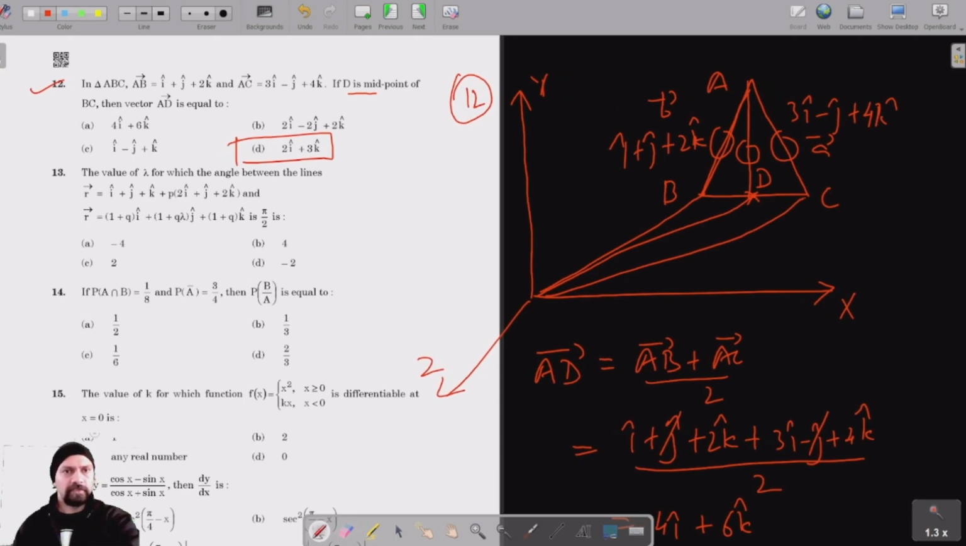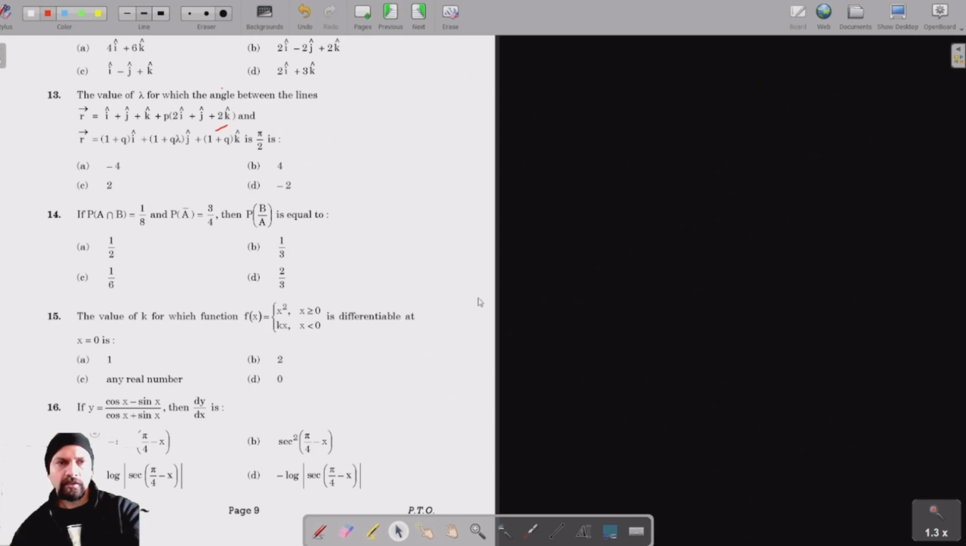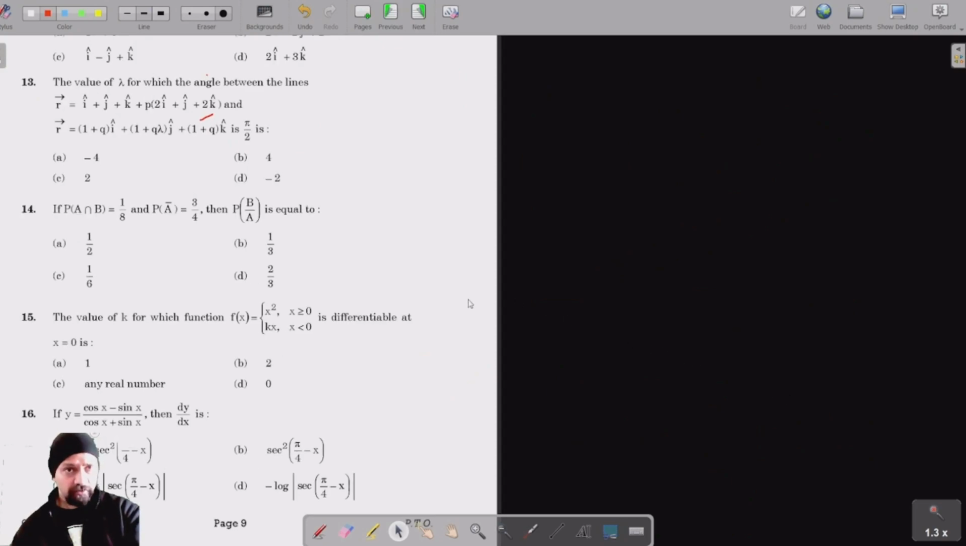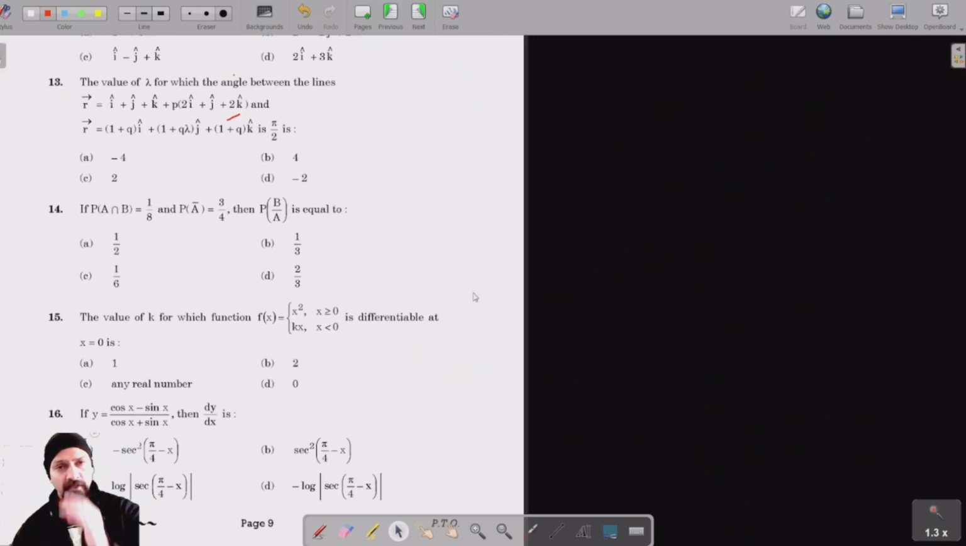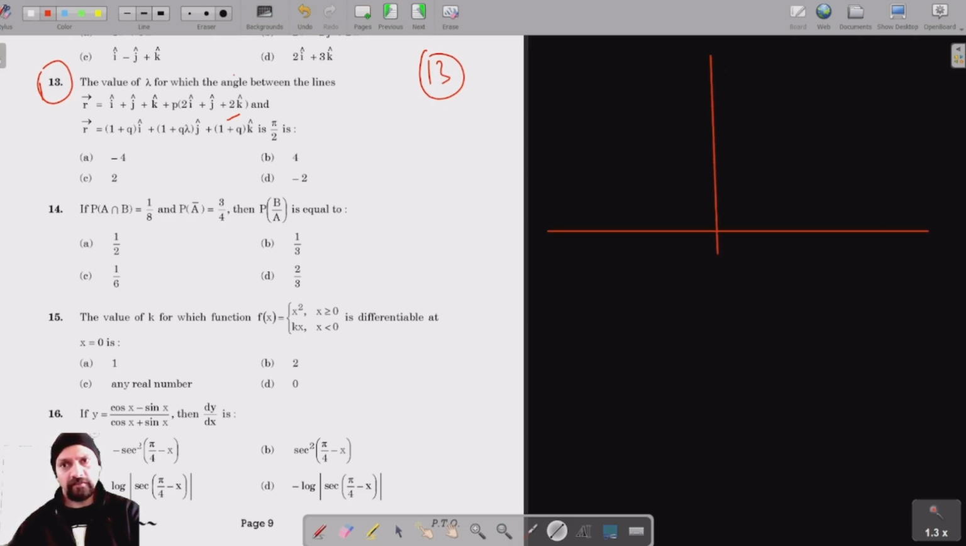Let's move on to question number 13. For question number 13, we have to find the value of lambda for which the angle between the lines is 90 degrees. So that means these two lines are perpendicular. Let's try to understand this question first. So there are two lines which are perpendicular to each other because the angle between them is 90 degrees. Let's say this is line 1 and this is line 2.